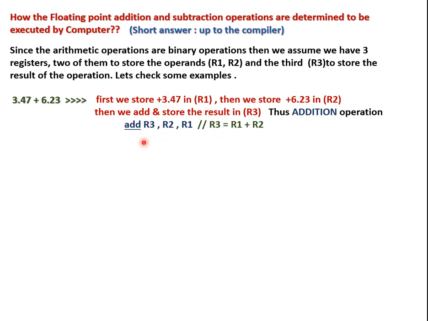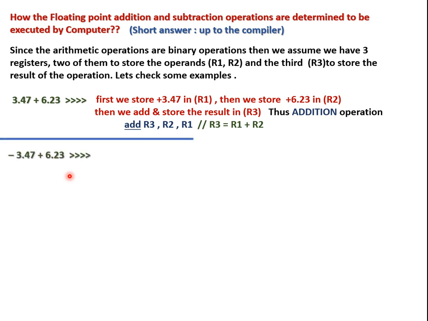In assembly language, I'm talking about the MIPS assembly language as a reference, we're going to say add R3, R2, R1, meaning add the value stored in R1 to the value stored in R2 and then store the result of the addition in R3. It's direct, simple, and clear.